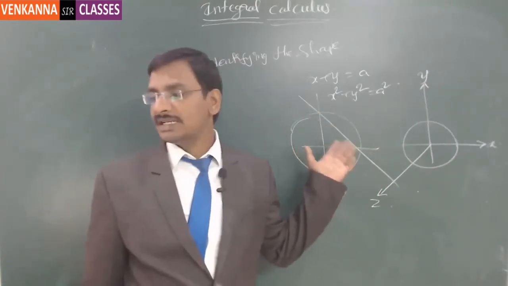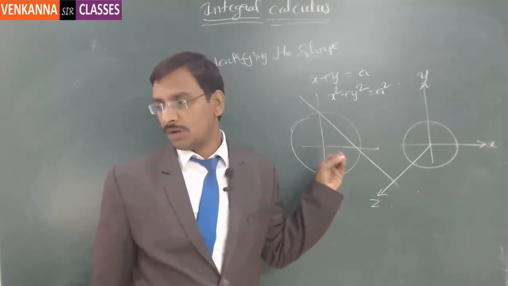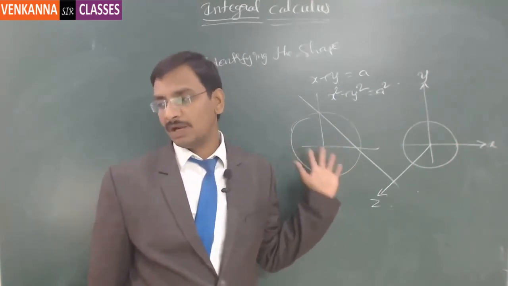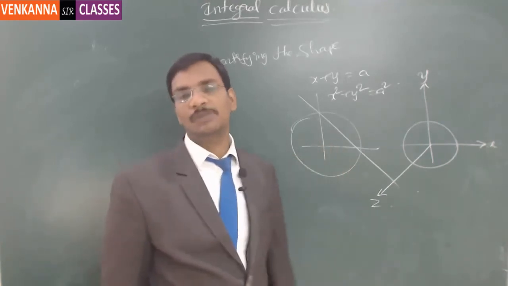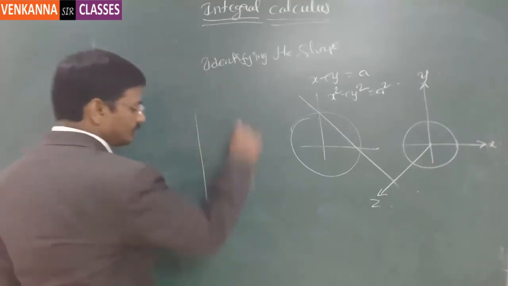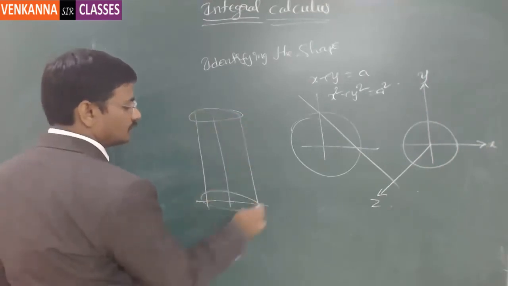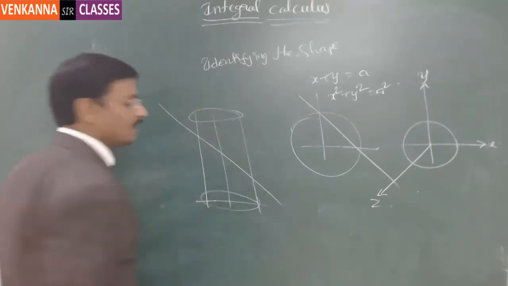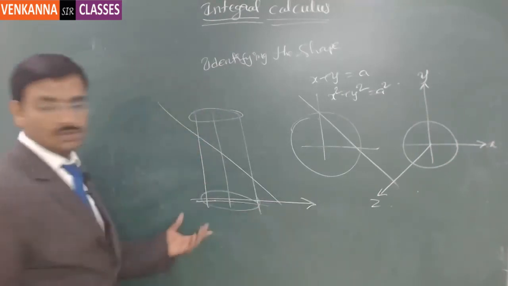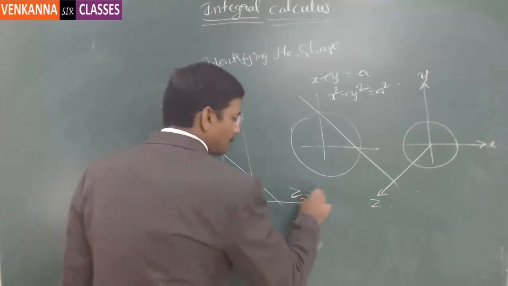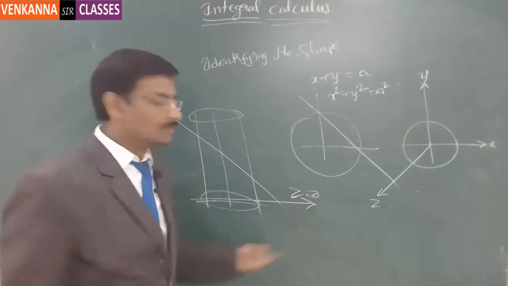Now the way he describes the problems is that he will give the intersection of one sphere and one cylinder, or the intersection of one plane and one cylinder, or the intersection of one sphere and a plane. Suppose he talks about a cylinder, this is the cylinder, and then on this cylinder he says that there will be one plane cut like this, and then there will be one plane given at z is equal to 0. So z is equal to 0 is nothing but a plane, that means the xy plane.